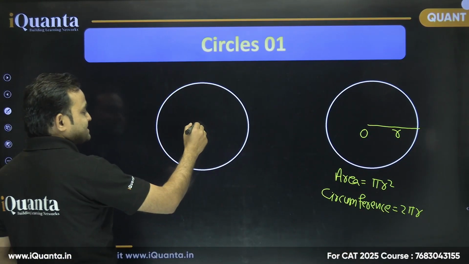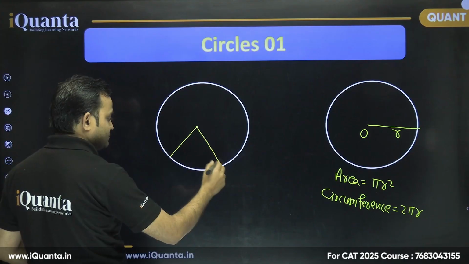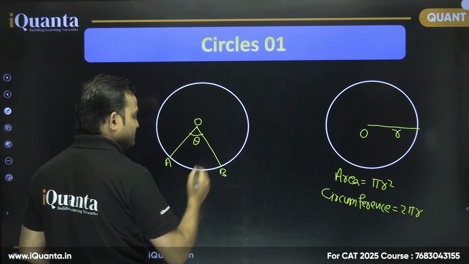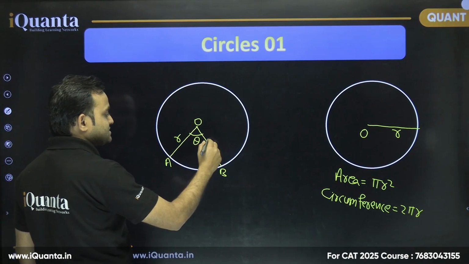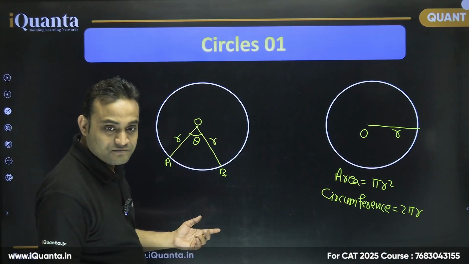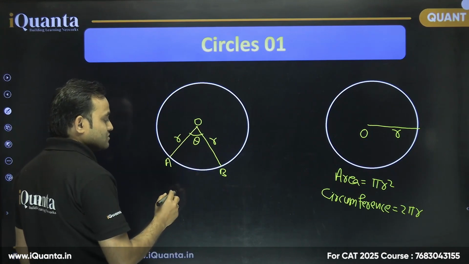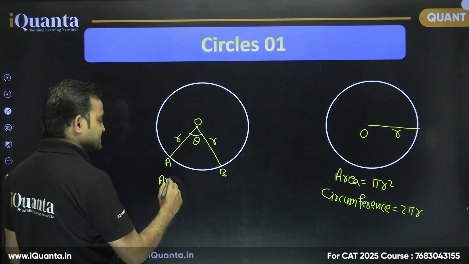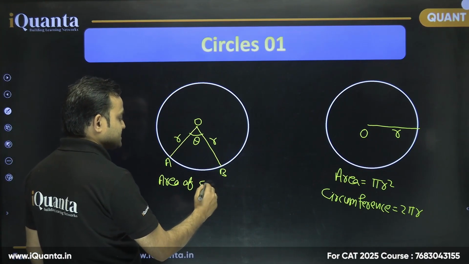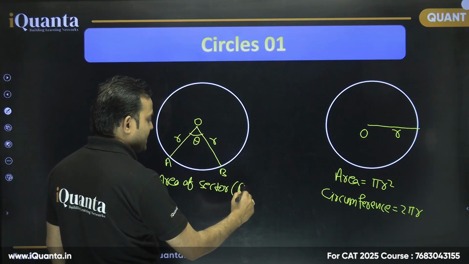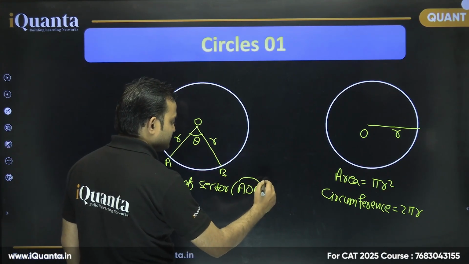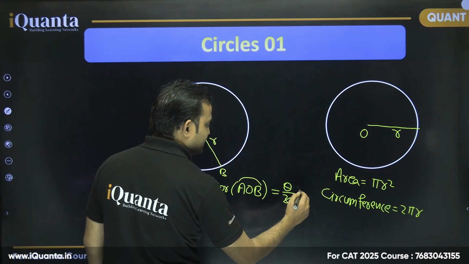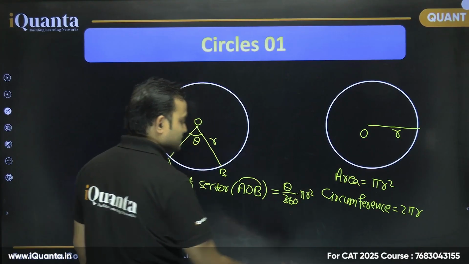If we talk about a sector in a circle, this angle is theta, with points O, A and B. Can we say OA will be radius r, OB will also be radius r? What will be the area of this sector, not circle, the area of this sector OAB of this circle? We can say area of sector AOB is equal to theta upon 360 into pi r square.